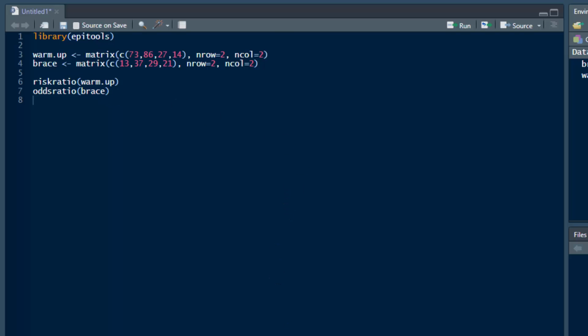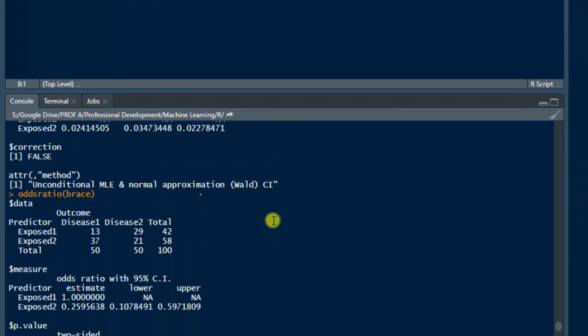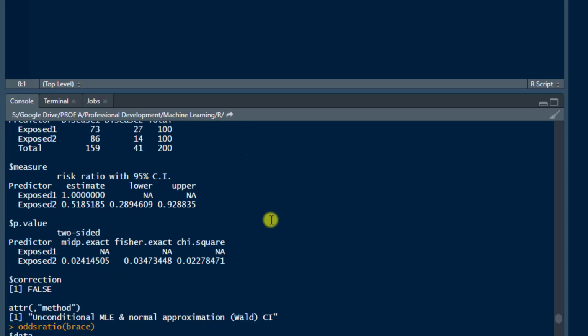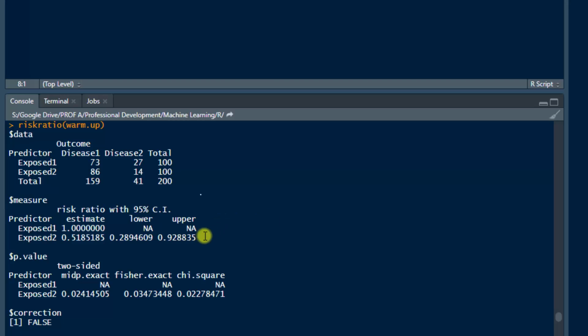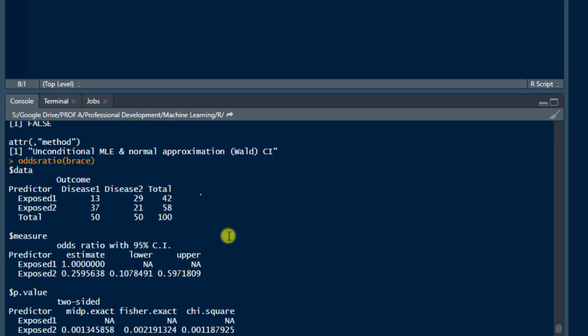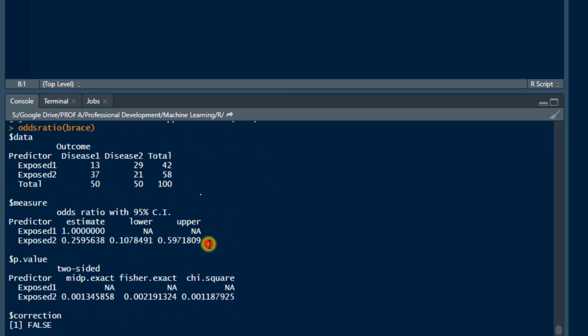Okay, so if we scroll down here, this is in the console. These are the results. For the relative risk, what we're looking for is the estimate itself. So same thing we found earlier, 52%, and this is the 95% confidence interval from 28% to 93%. And the odds ratio for the case control study shown here, there's roughly 26%.